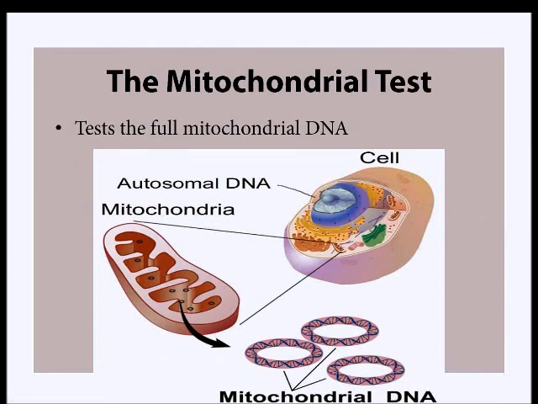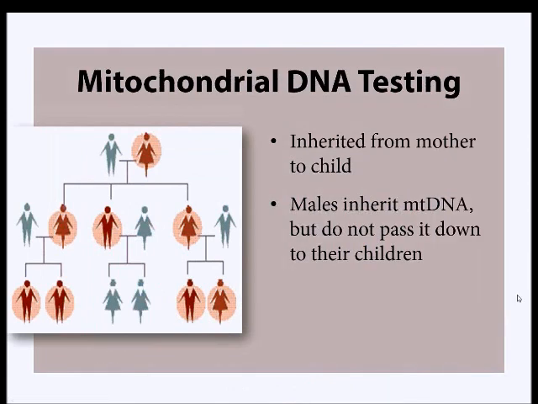Analogous to the Y-DNA in some respects is the mitochondrial test. Now, the mitochondria, which are outside the nucleus, don't have a lot of DNA, but they do have enough that can be extracted and tested. Mitochondrial DNA is inherited from mother to child. Males do inherit mtDNA, but they don't pass it on to their children. Only women can pass on mitochondrial DNA.